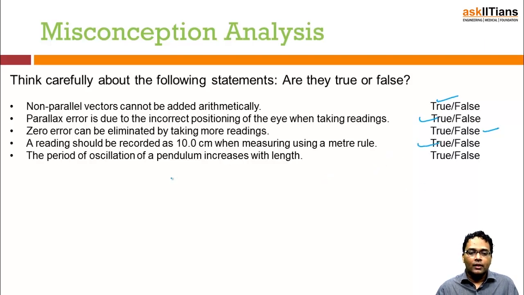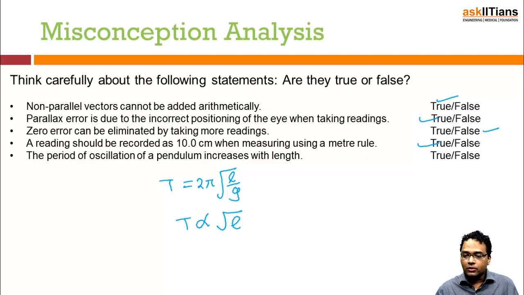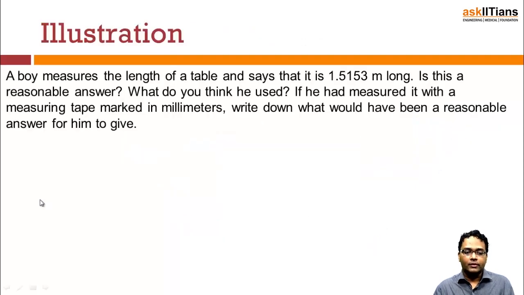So this is true. The time period of a pendulum increases with length. Obviously we have just learned that T is equal to 2 pi root over L by g, and therefore the time period is going to be proportional to the square root of L. So this is going to be true, right? Okay, let's move on further. So these are questions that you need to understand and say.